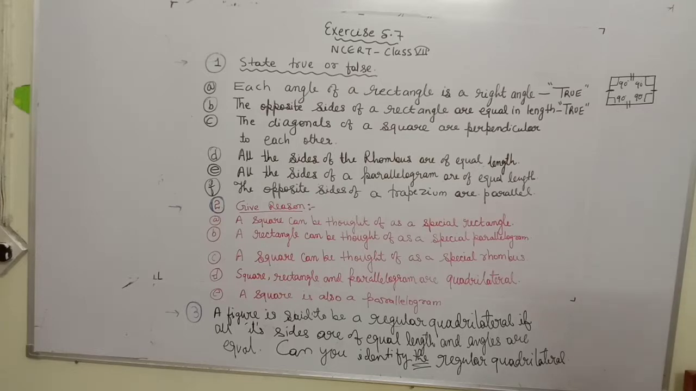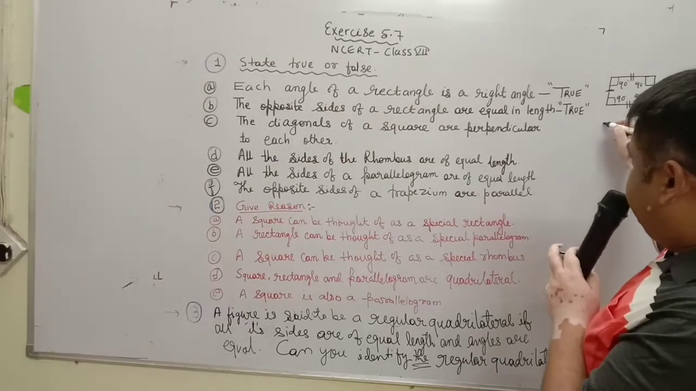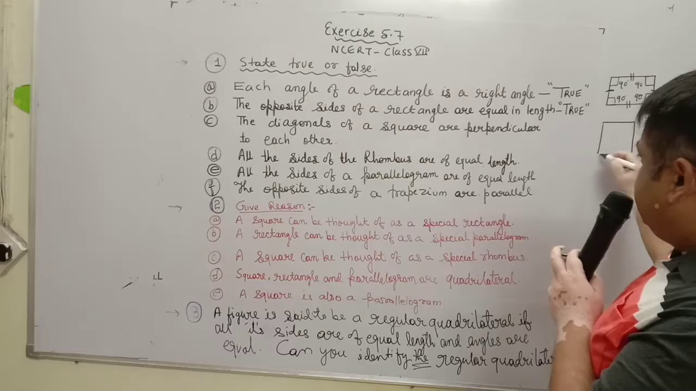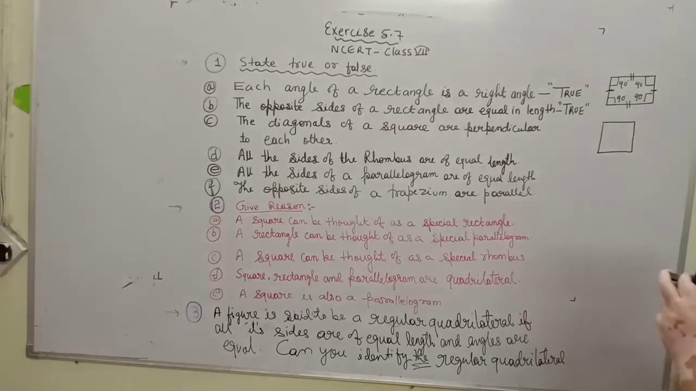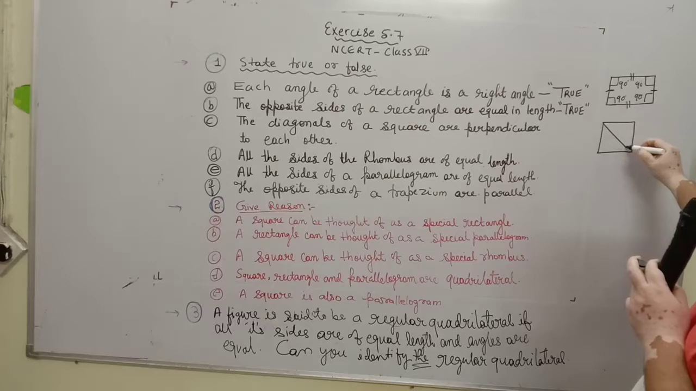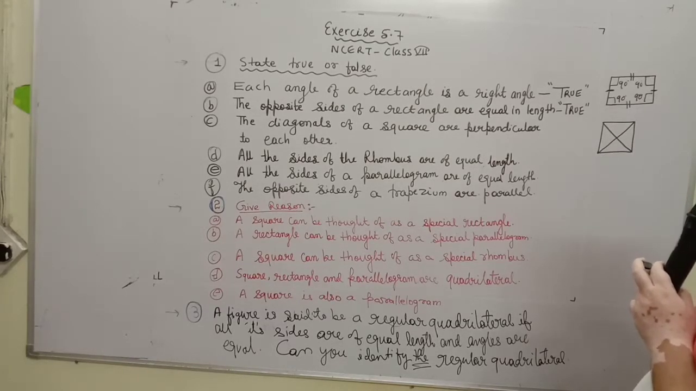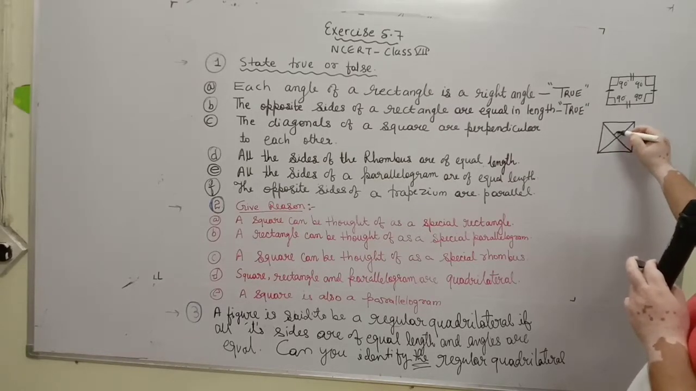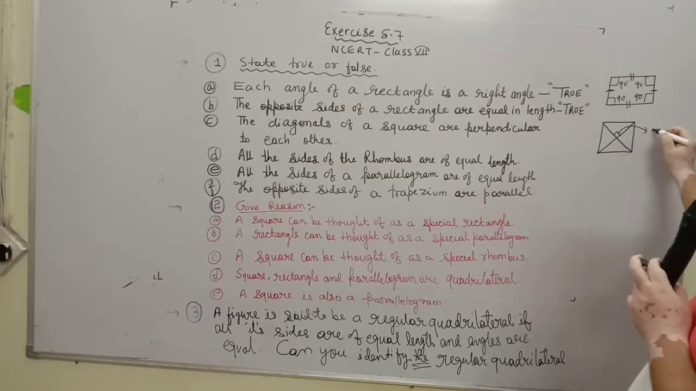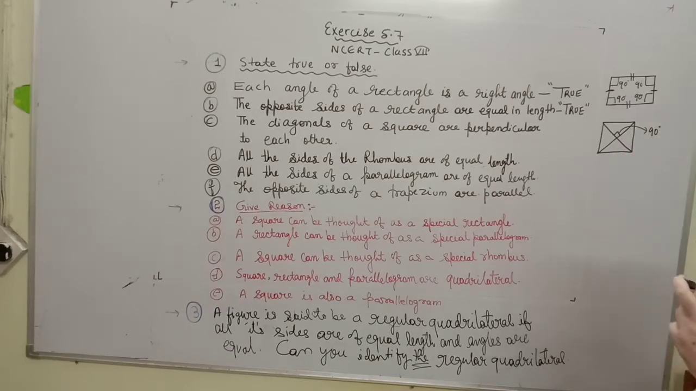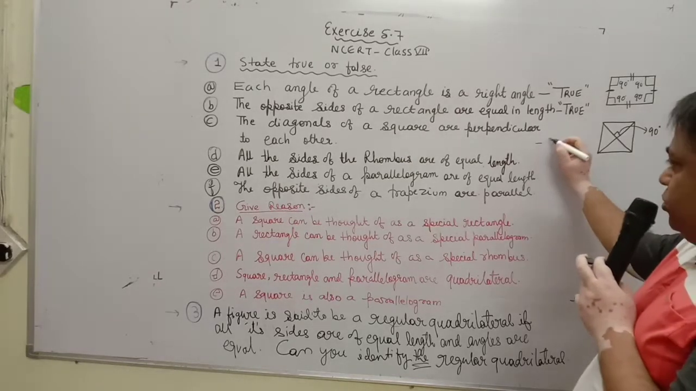Next is the diagonals of a square are perpendicular to each other. So we can draw one square and we can join the opposite vertices. The lines joining the opposite vertices are called diagonals. If you draw a perfect square and join the diagonals, you will find that this angle will be 90 degrees. That means the diagonals of a square are perpendicular to each other. This is also true.